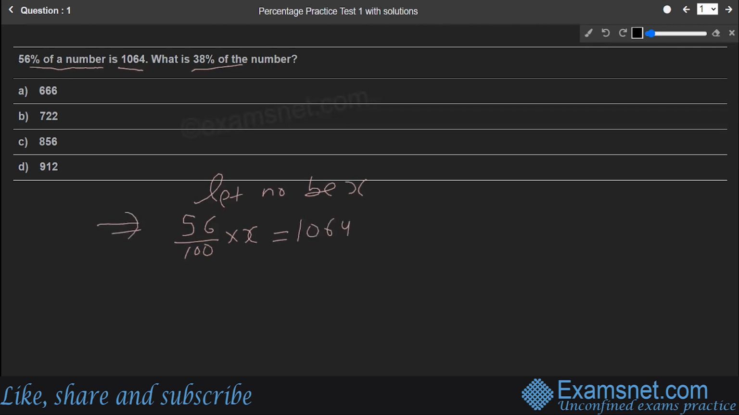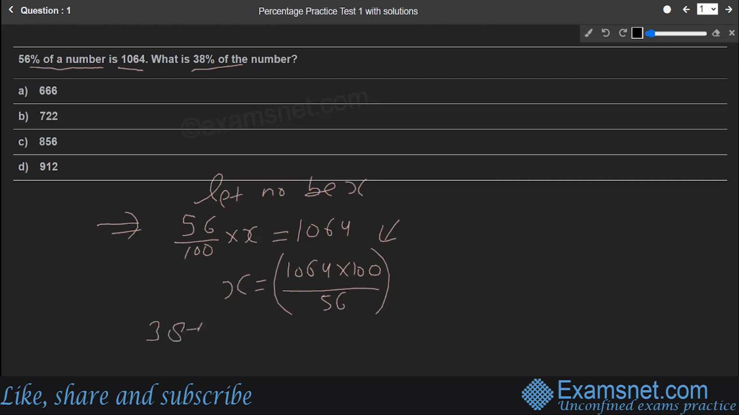Now here we can find out x, so let us transform the expression. So x is going to be 1064 multiplied by 100 divided by 56. So this is going to be the x. As the question goes further, we have to calculate 38% of this x, so we are not supposed to calculate this. We will not solve for x, because we have to calculate the 38% of x also. So we'll save our time by not spending time calculating just one number out of this x. So let us go further.